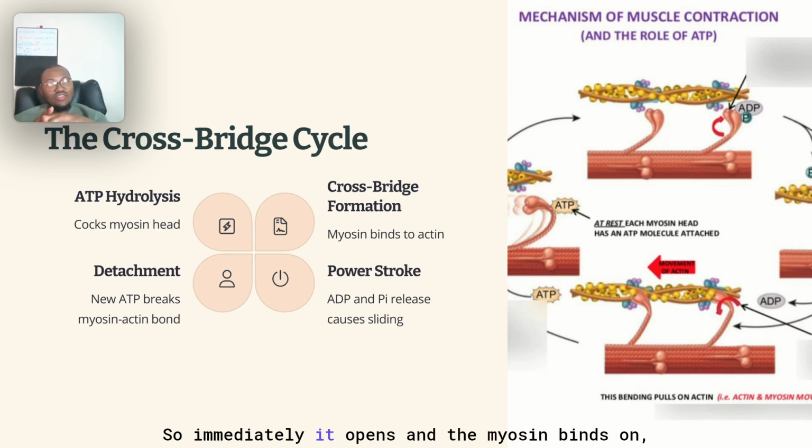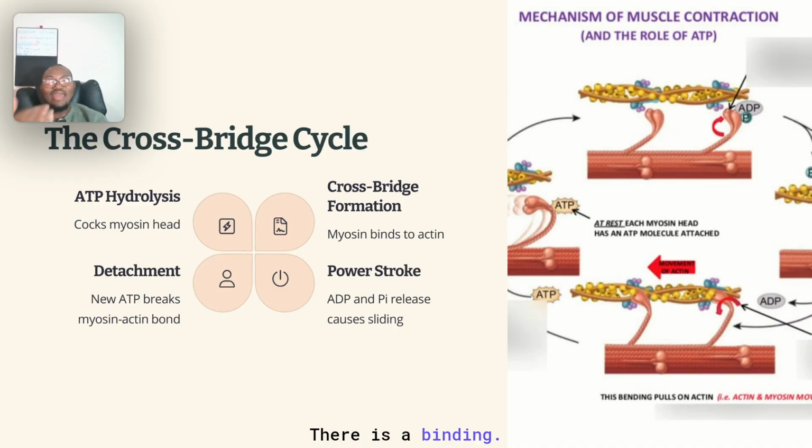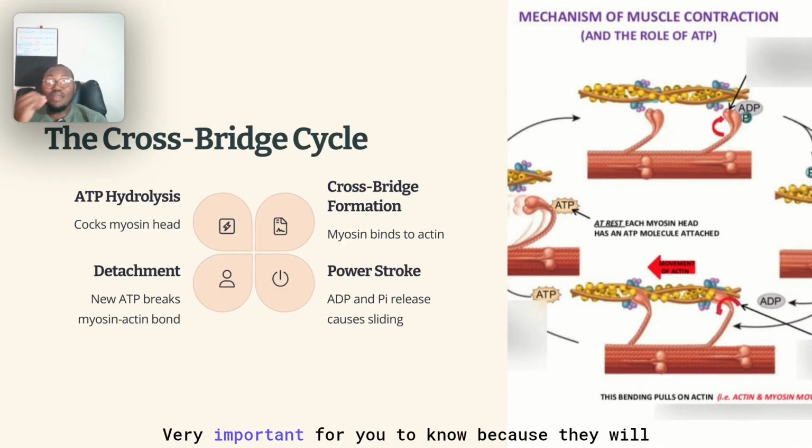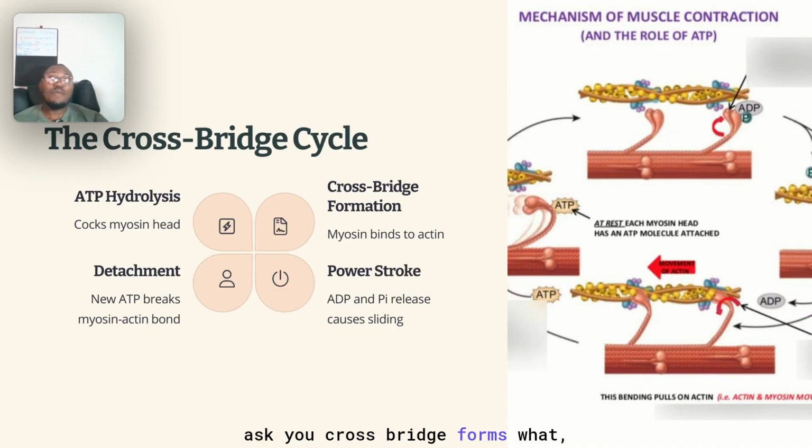So immediately it opens and the myosin binds on it. It leads towards a binding of the myosin heads with the actin filaments. Very important for you to know because a cross bridge forms. What is even cross bridging? A cross bridge between the binding sites on actin and what? Myosin head. Actin myofilaments and myosin head. Please remember this.